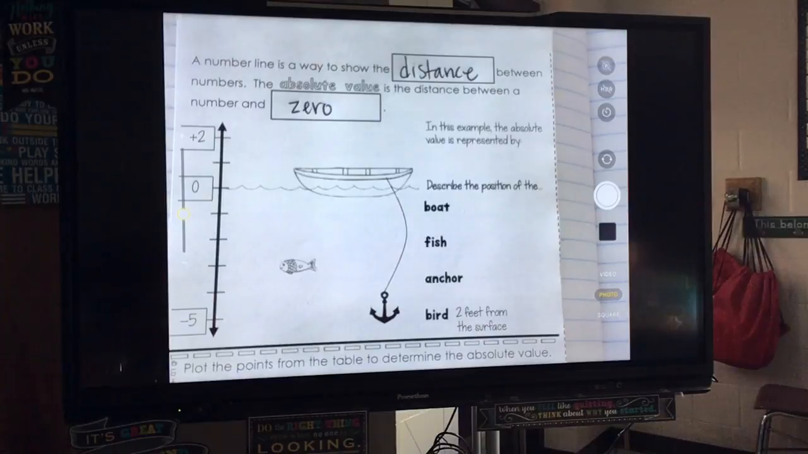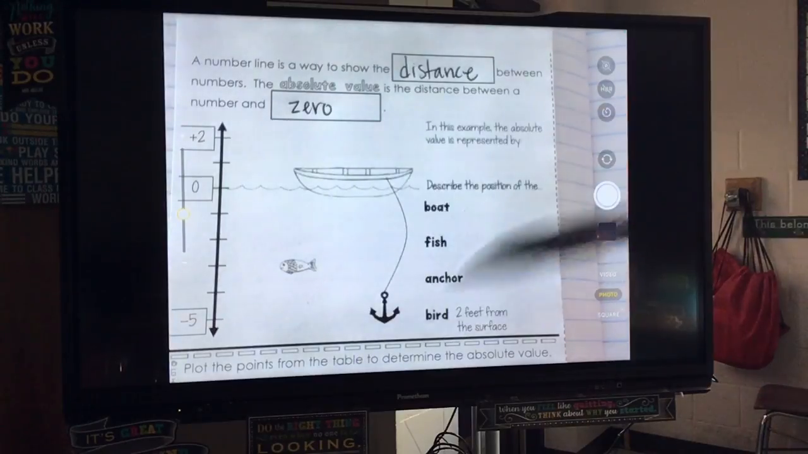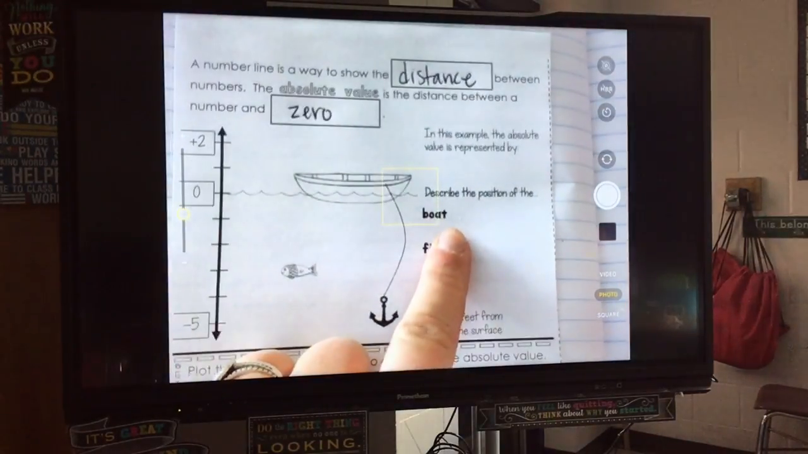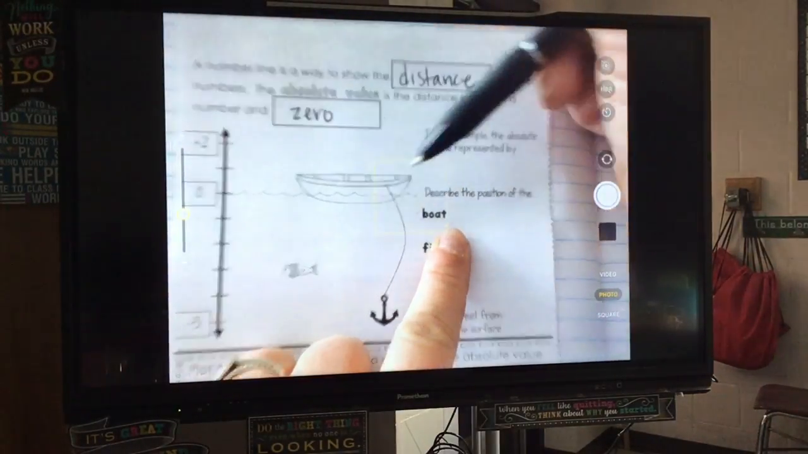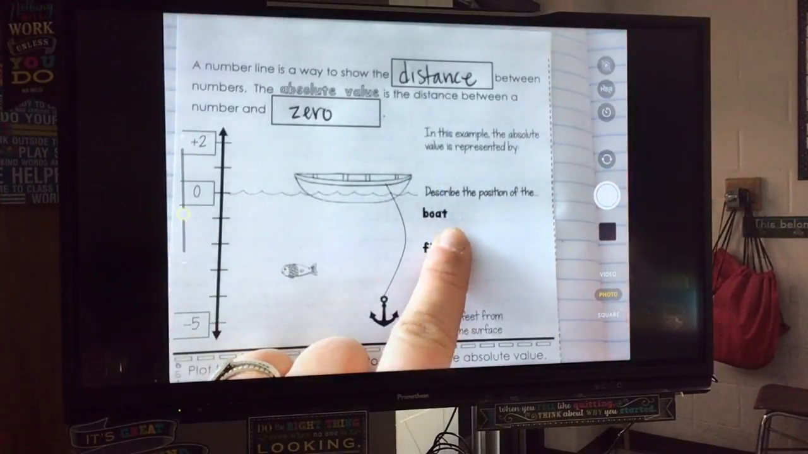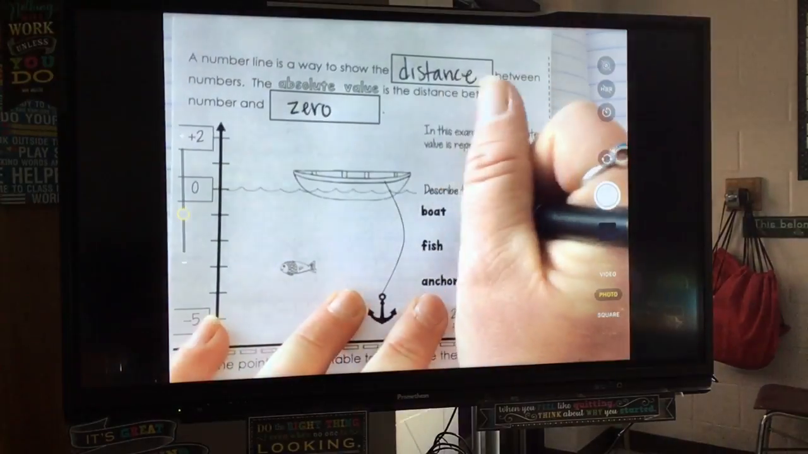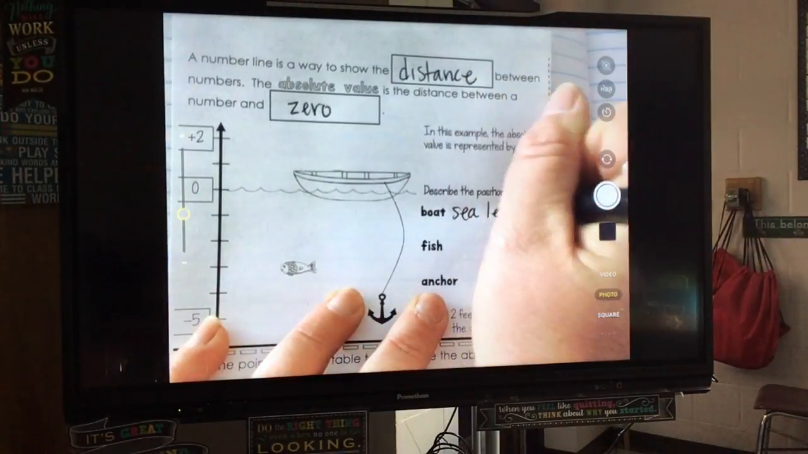So let's look at this picture real quick, and it says the absolute value is represented by these different items. So the boat, if the boat is at 0, what is that called? You guys know? What do you think it's called? Yes, so the boat is at sea level.